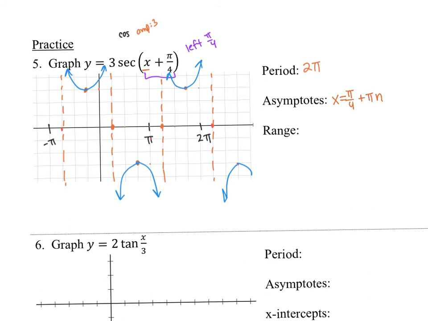Now my range, it goes to negative infinity, and then it goes to this point here, which is negative 3, and that's because of the amplitude change. And then for the upwards U, they start at y is 3, and then they open in the positive direction.